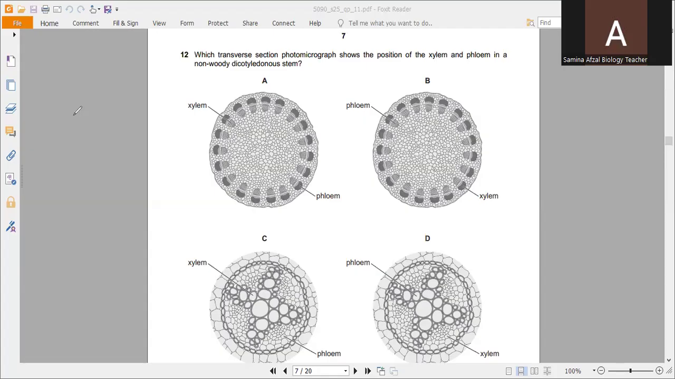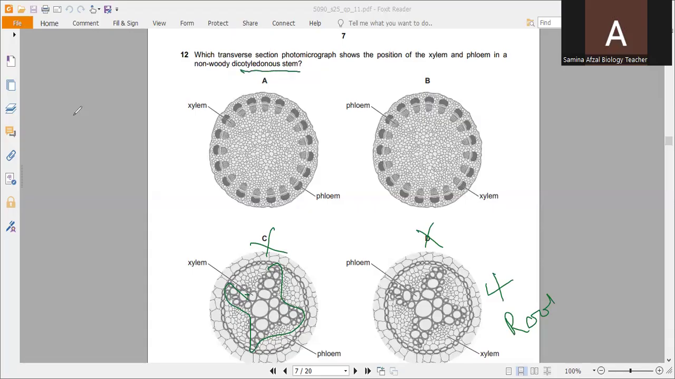So you can see which transfer section, A and B, C, D. You can see in C and D a star-shaped structure. This is xylem, and between the limbs of xylem, phloem is there. So these are the roots. Both of them are roots. So C and D both are not the correct option because we have to find out the dicotyledonous stem.